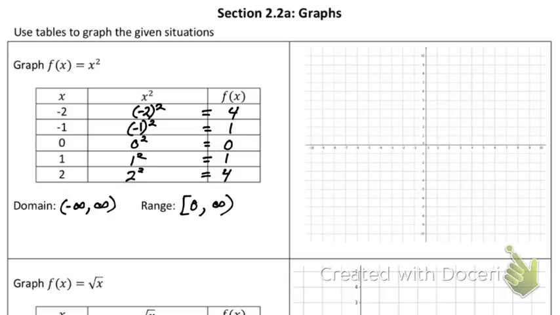Now let's see what that looks like graphically. So we're going to graph all those points. That's negative 2, 4. I think my graph looks just a little different than yours. I have negative 1, 1. I have 0, 0, 1, 1. And I have 2, 4. That is that parabola we know and love.